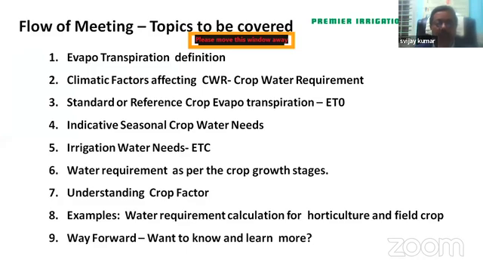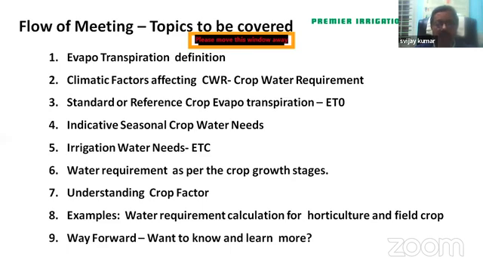First, we will look at what is evapotranspiration. Then we will see what are the climatic factors that affect crop water requirement. Then we will also see the reference crop evapotranspiration. Then let us look at the indicational seasonal crop water needs, and then the irrigation water needs. And also we look at the water requirement as per the different crop stages. And we have to understand another important concept called crop factor.